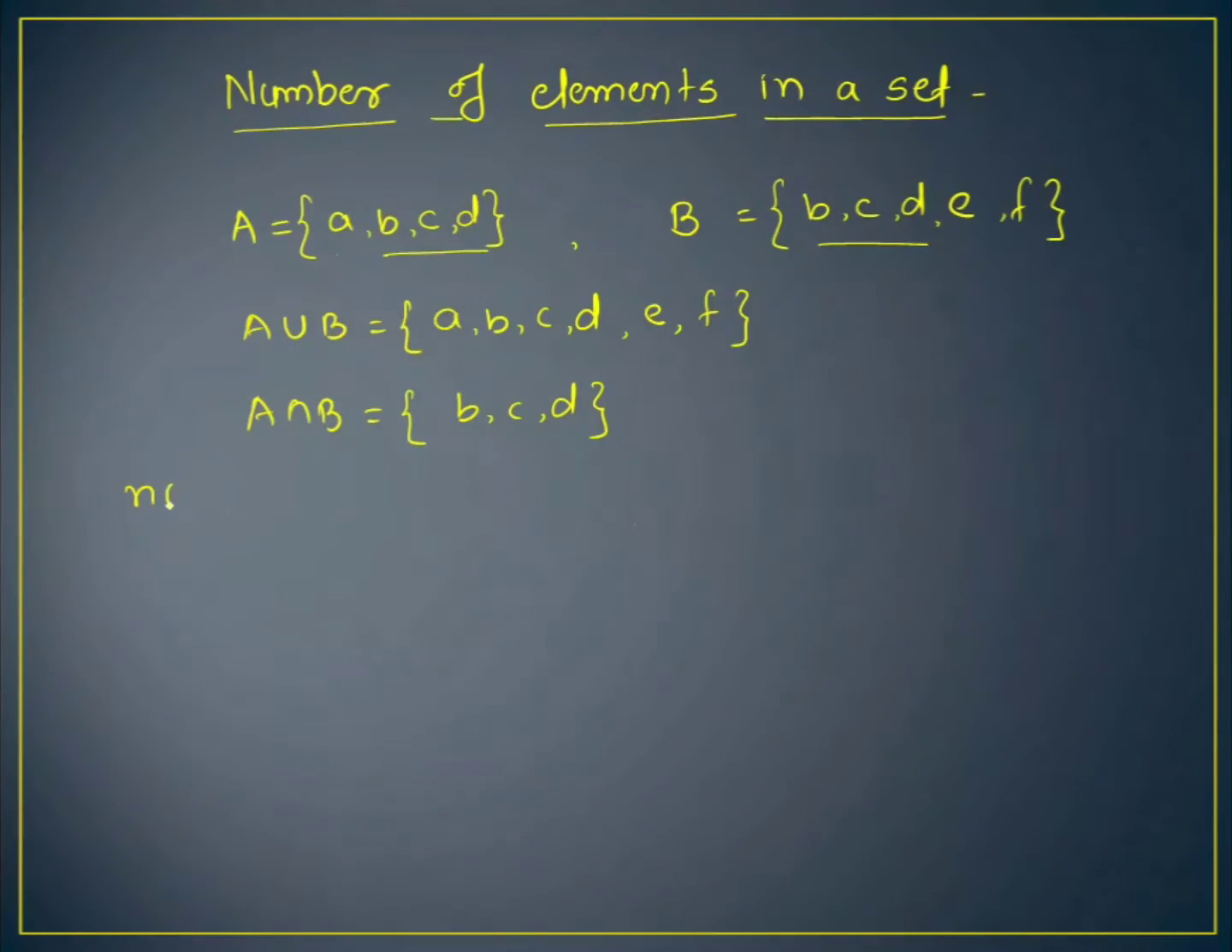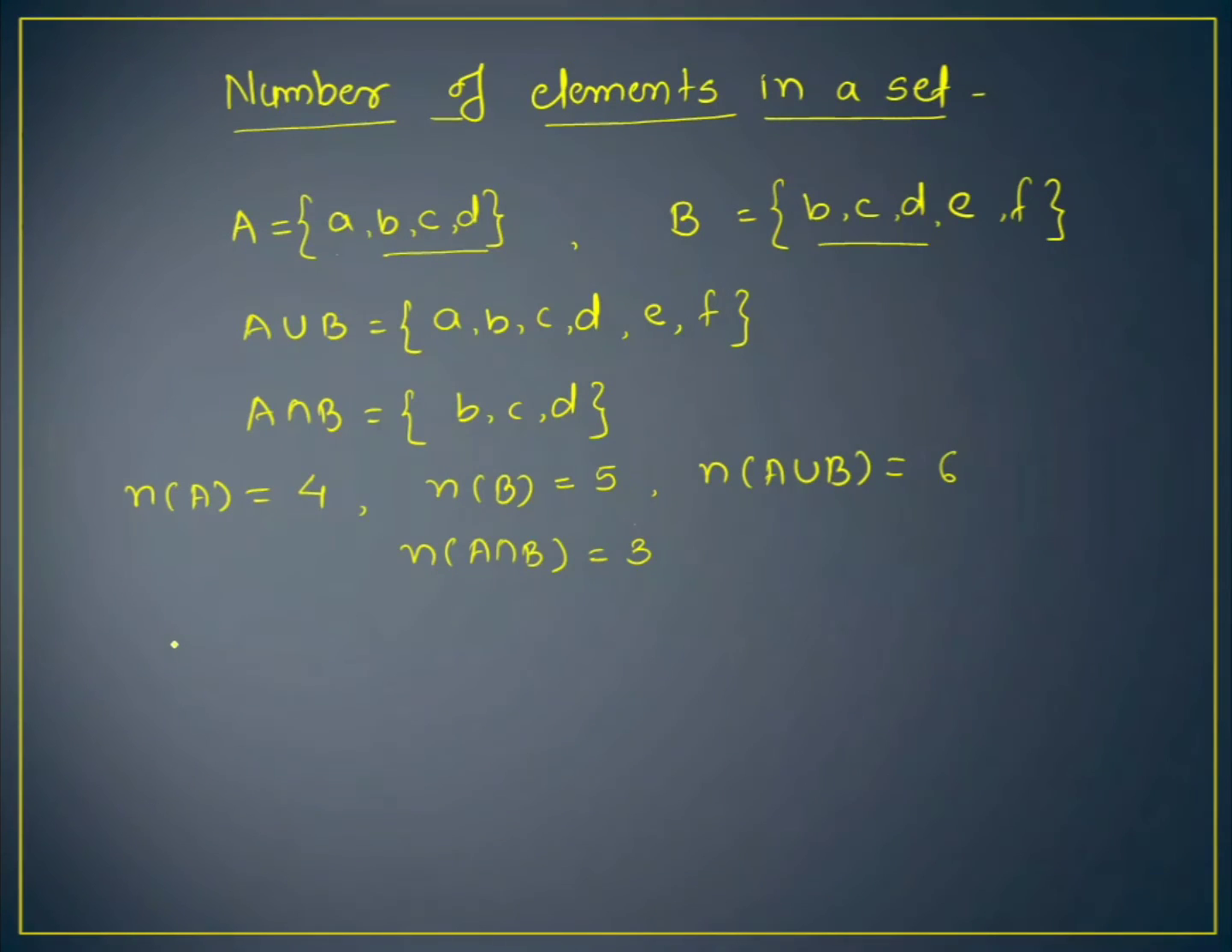Now we can find n of A, the number of elements in set A. In all there are 4 elements, so n of A is 4. For n of B, there are 5 elements in this set, therefore n of B is equal to 5. Then n of A union B: there are 6 elements in all, so n of A union B is equal to 6. And n of A intersection B has b, c, d, only 3 elements, so that is equal to 3.